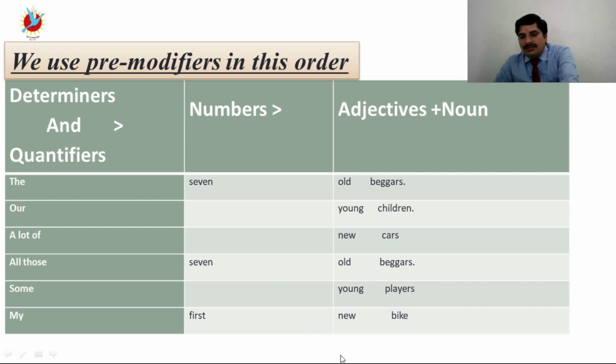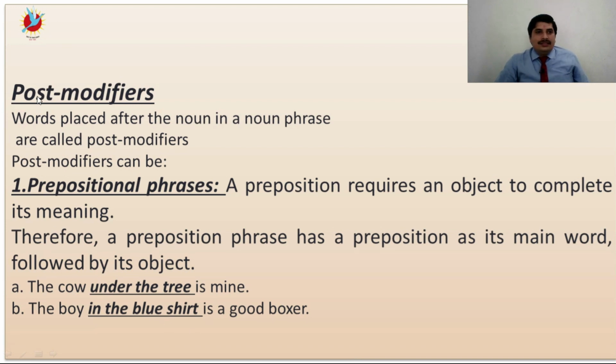Okay. Now we will study post modifiers. Post modifiers are the words placed after the noun in a noun phrase. Post modifiers can be, the first one is prepositional phrases, right? A preposition requires an object to complete its meaning. Therefore, a prepositional phrase has a preposition as its main word followed by its object.